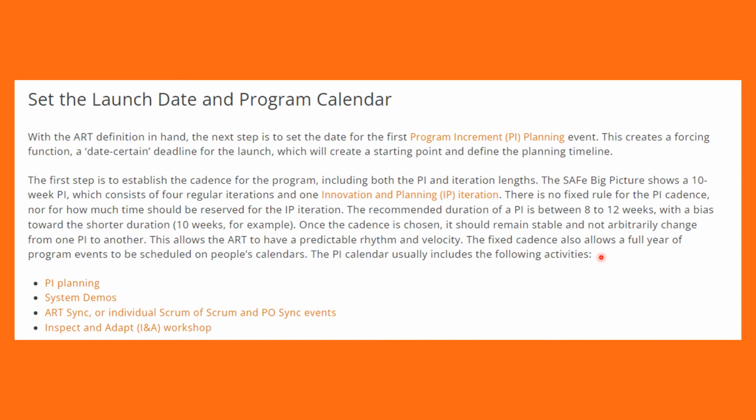So you need to assume that an ART has multiple program increments, right? Every program increment will include a PI planning exercise, system demos, ART sync, scrum of scrums, PO sync events, inspect and adapt workshop, right?